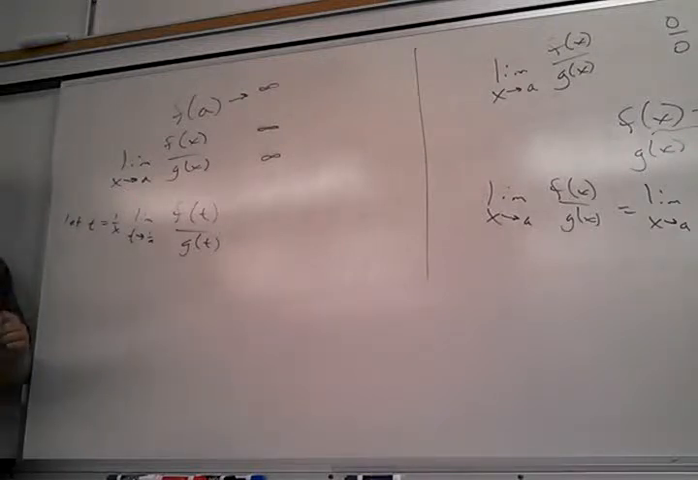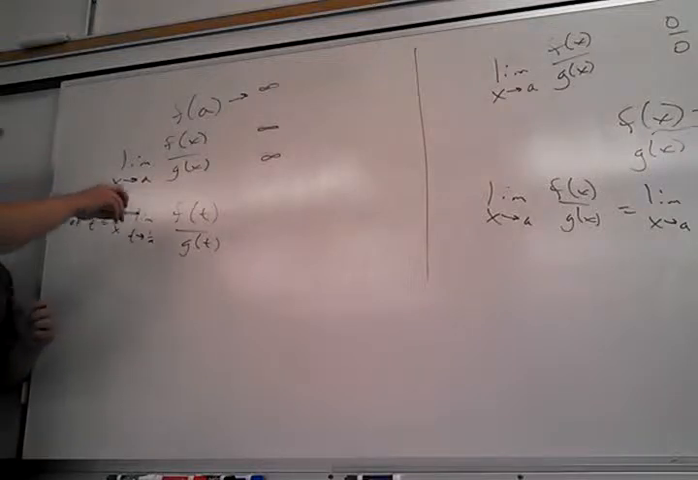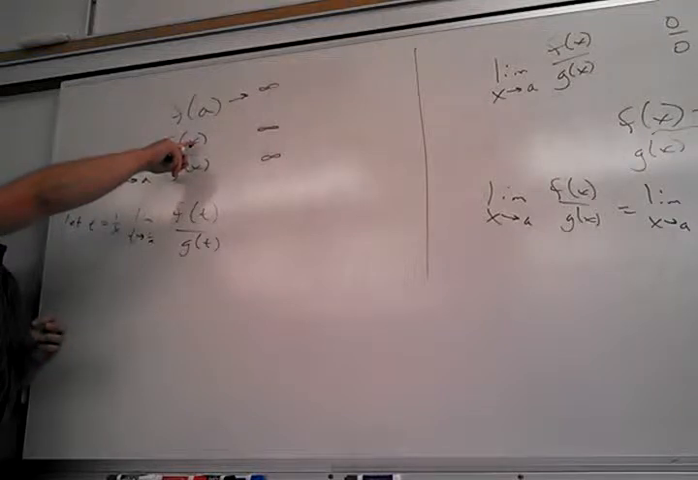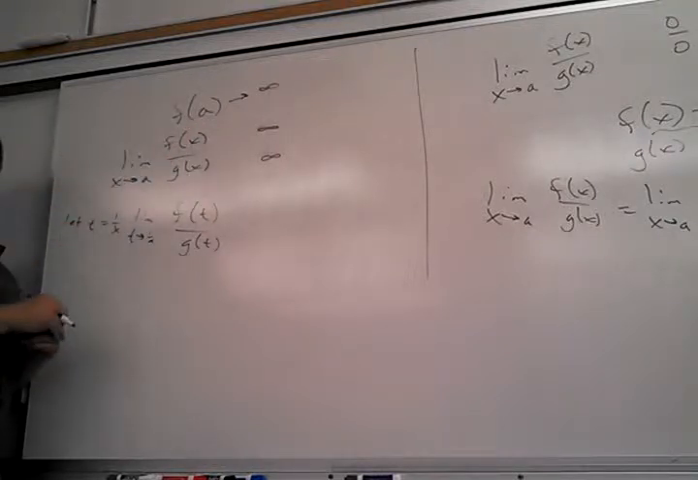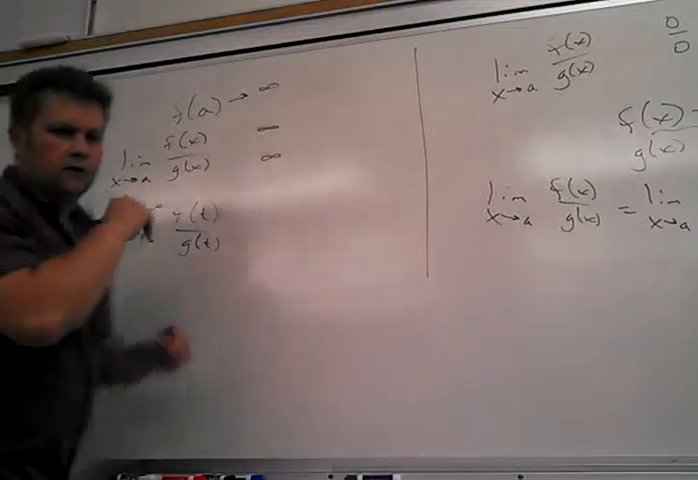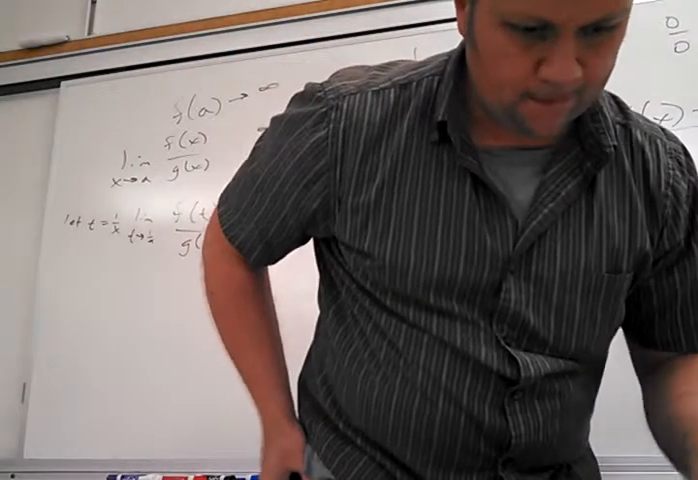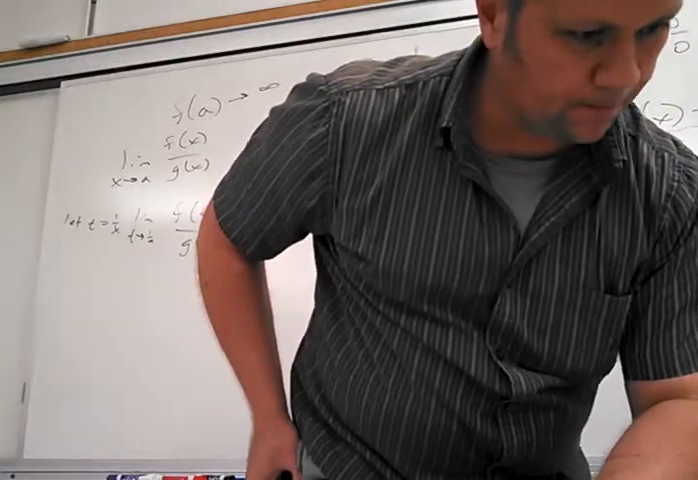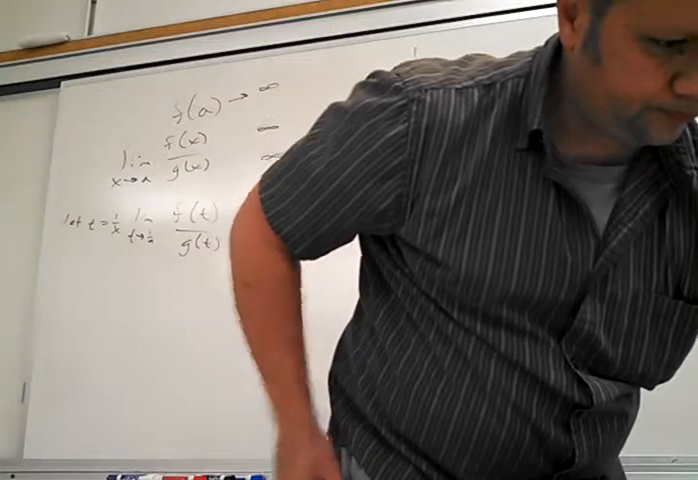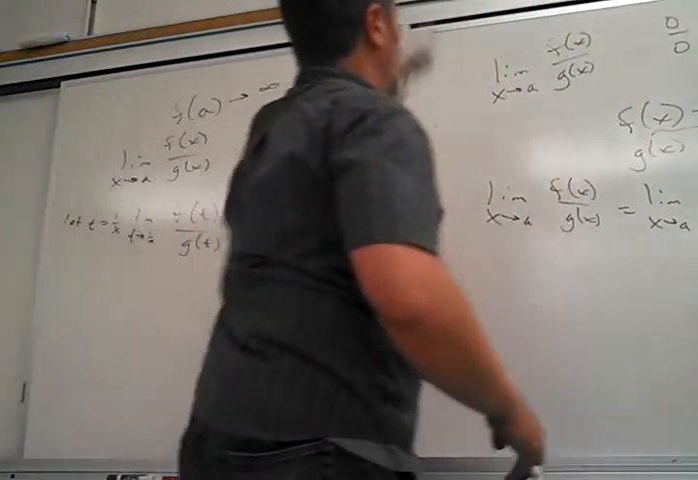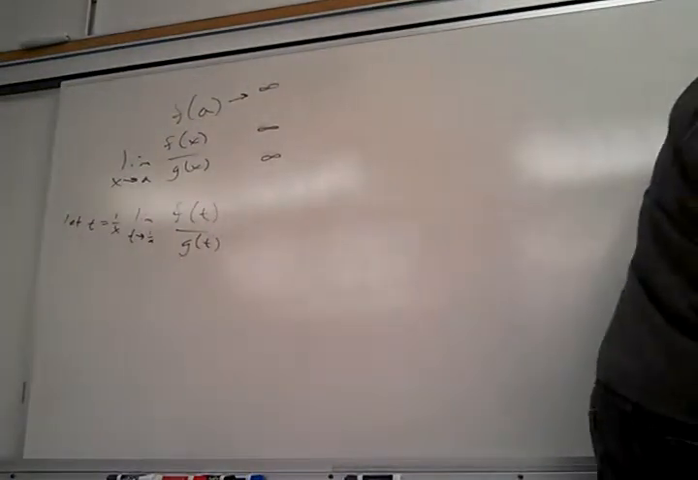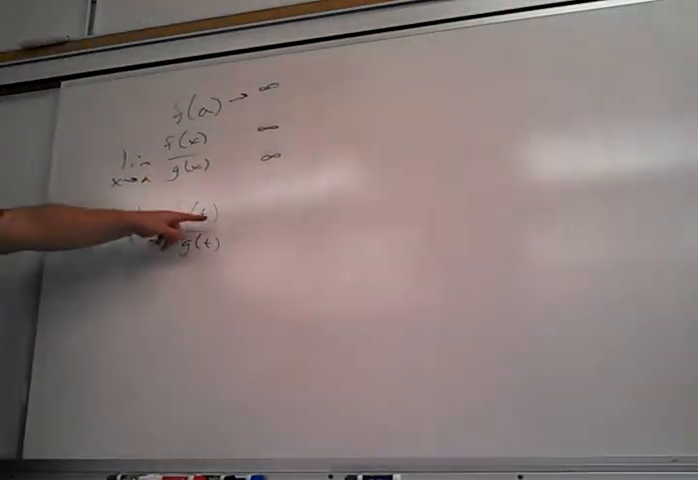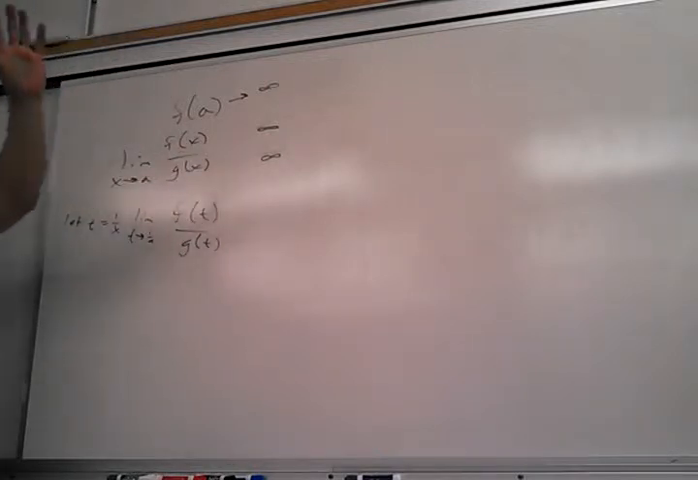Yes, sir? Would they flip? Would it become g of t over... No. Because now I'm making the inputs different. So here, this input took f to infinity, right? So let me give you a specific example. Wouldn't it be 0 over 0? Yeah, exactly. So the proof we just used works for infinities also, because all I have to do is flip the input, and then I can use the same argument we just used.